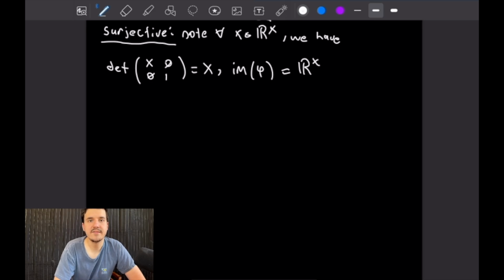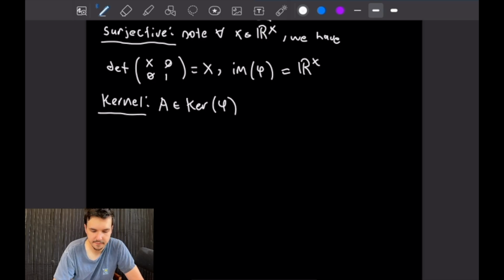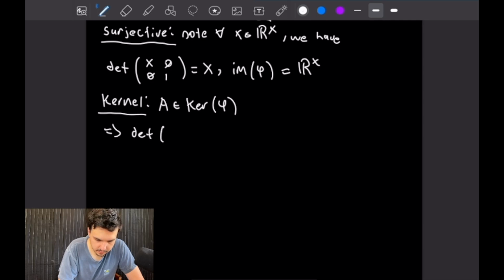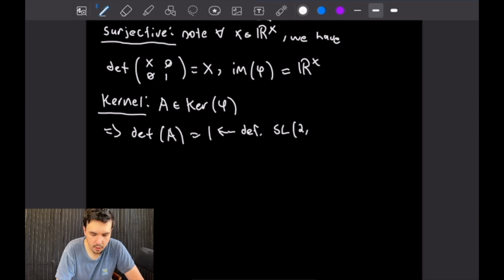Great, so now all we have to do is look at the kernel, but once again, this is pretty straightforward if you know what to look for. So let's look at the kernel. So we want to note that if we take some element which is in the kernel of phi, which we'll just call a matrix A, it must satisfy the following condition, and that is that the determinant of our matrix A must be equal to the identity in R×, but that is just equal to 1. But if you know your groups well, you'll know that this is simply the definition for SL2(R), which is exactly what we wanted to prove that the kernel would be.